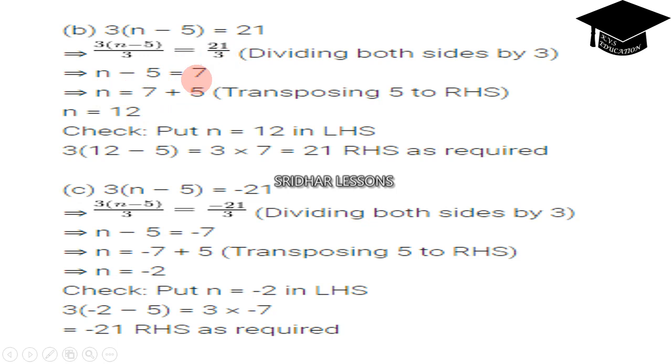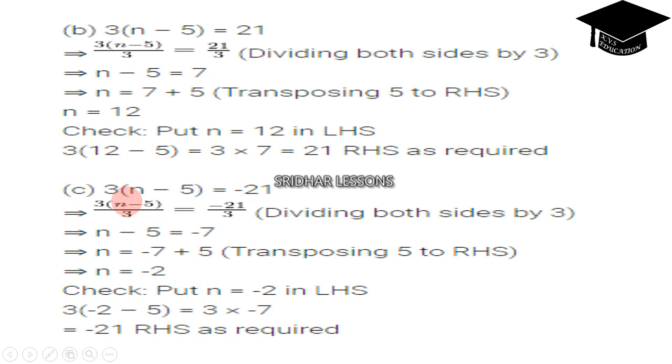So n minus 5 is equals to 7. So upon transposing this 5 towards right hand side, n is equals to 7 plus 5, which is equals to 12. So if you want to check, put n is equals to 12 in the left hand side. That means 3 into 12 minus 5 is equals to 21. So 12 minus 5 is 7. So 3 into 7 is equals to 21 as RHS as required.